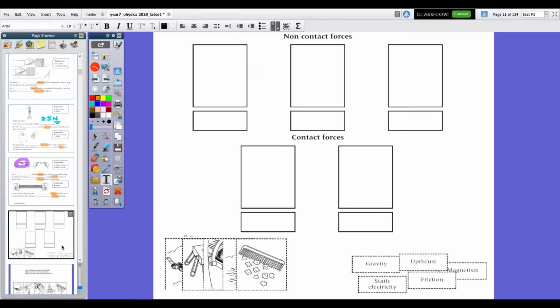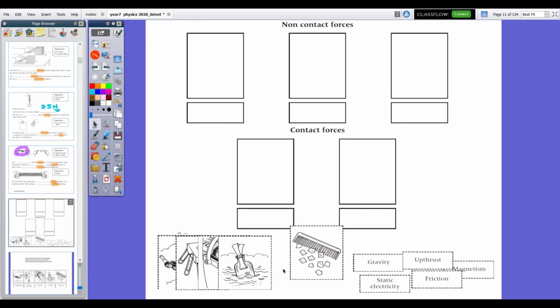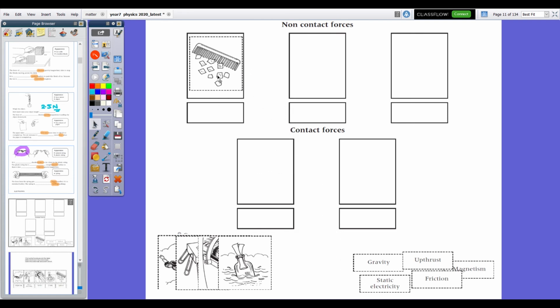One way to categorize forces is forces that need to be in contact to have an effect, and forces that can have an effect without being in contact. So here we go. This is a comb that's picking up pieces of paper. You can try this at home. Once the comb has been charged up, it doesn't actually need to touch the pieces of paper for us to pick them up. That's a non-contact force. That's static or electrostatic force.